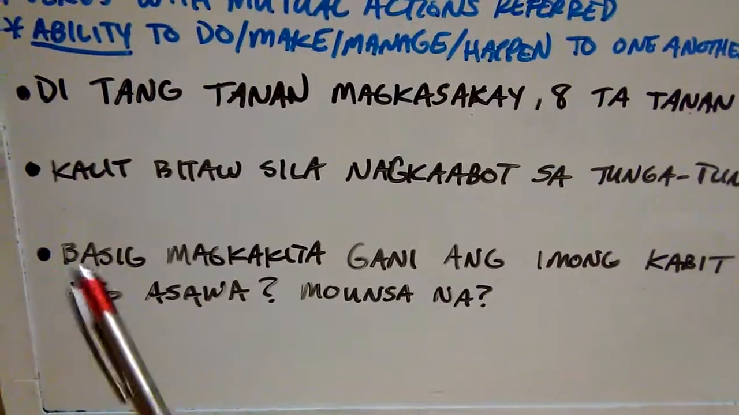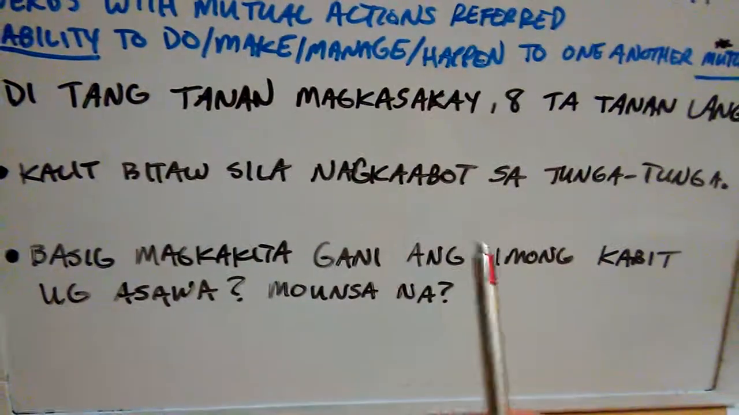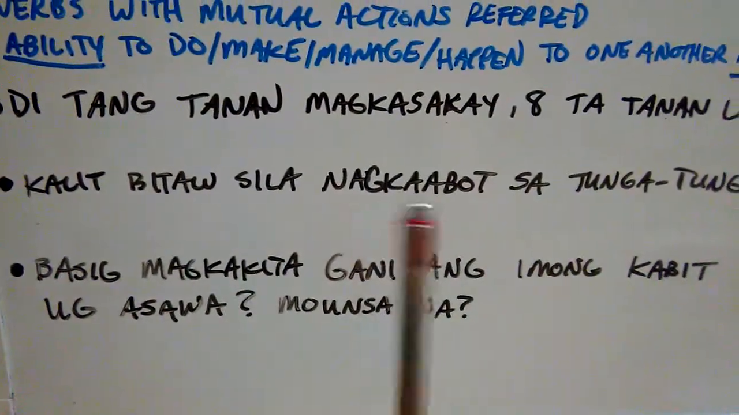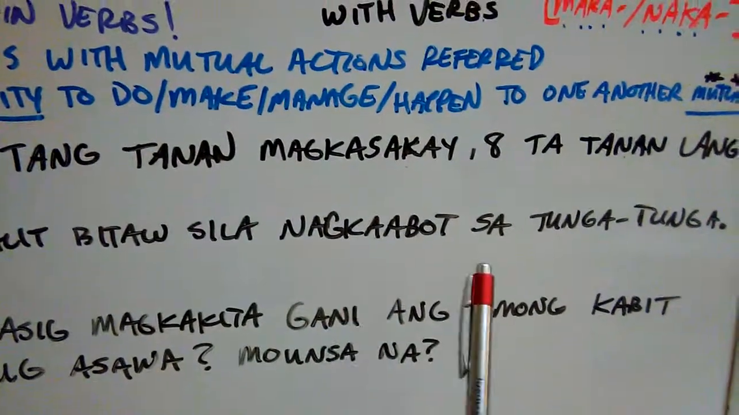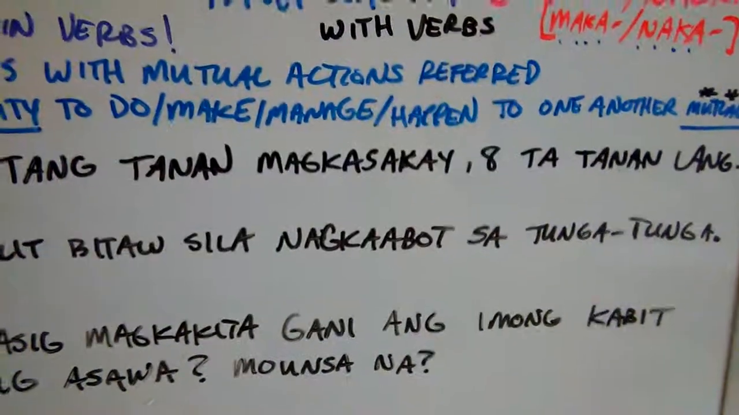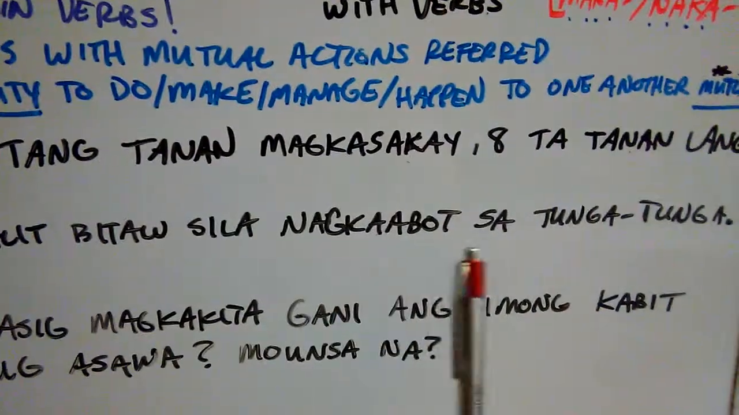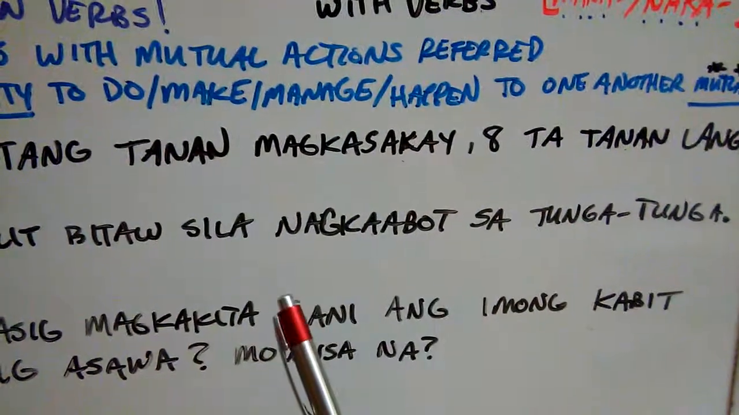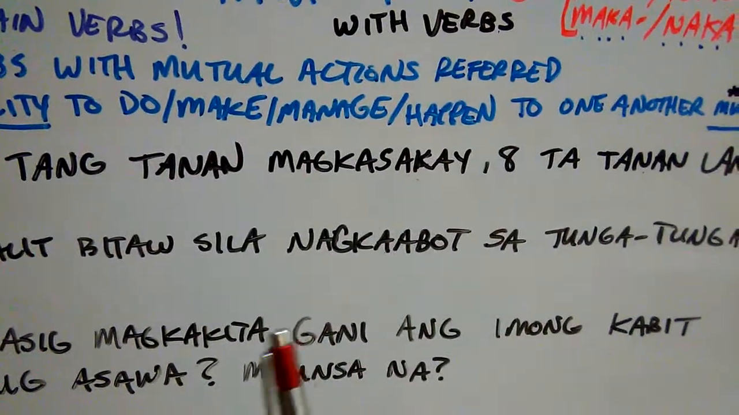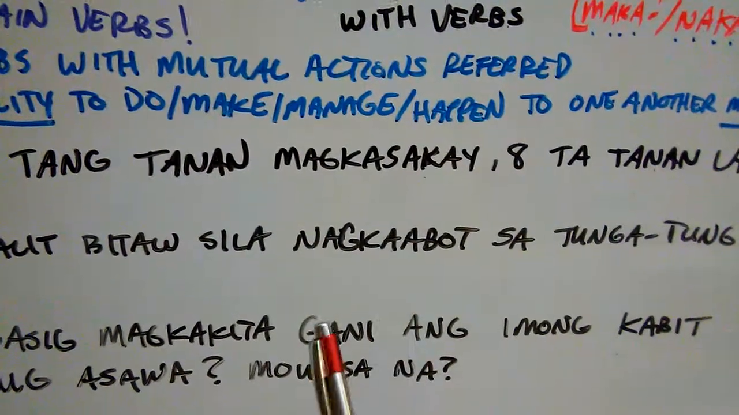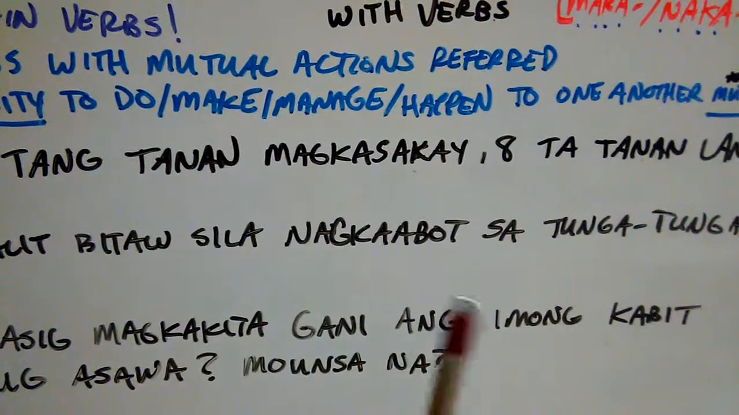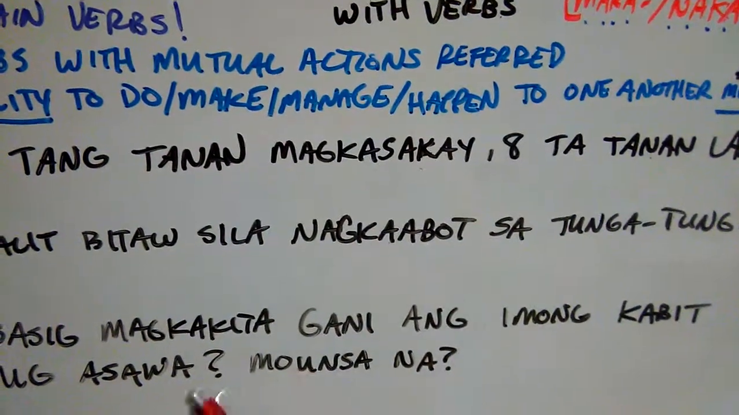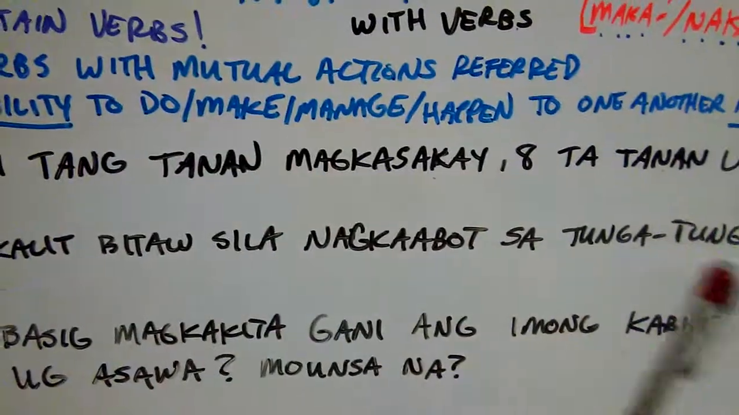Second sentence: "Kalit bitaw sila nagkaabot sa tunga-tunga." So suddenly this happened: nagkaabot sila sa tunga-tunga. They met there. They probably just ran into each other casually, maybe by accident. This wasn't done on purpose. It wasn't done with intention. It wasn't planned. They just met there.